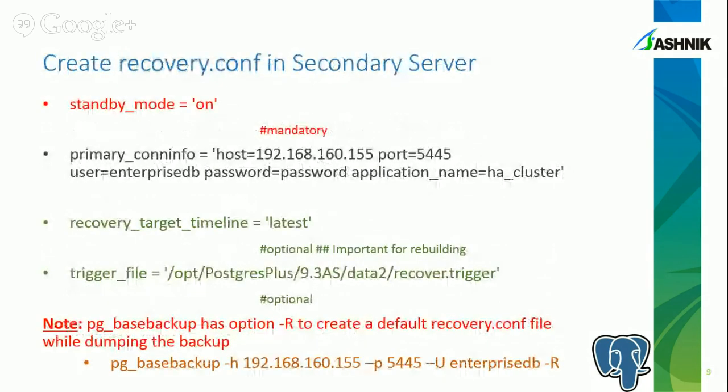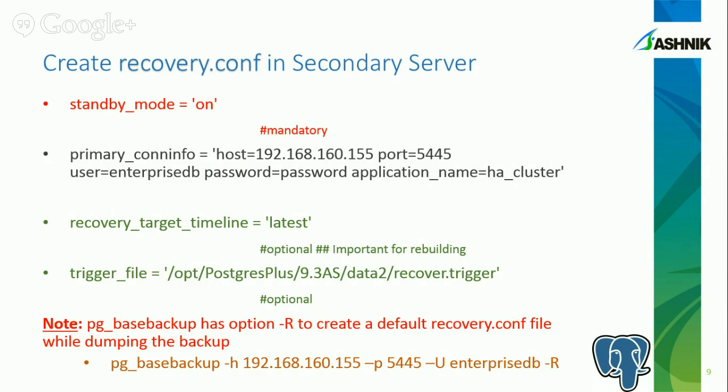Then you need to create a recovery.conf in which you need to set standby mode to be on. So standby mode should be on. This is a mandatory parameter in recovery.conf. You need to specify the primary connection info, primary_conninfo. This is basically the entry which connects your standby server to your primary server. Using this host name, port number and username, it is going to connect to your primary server.